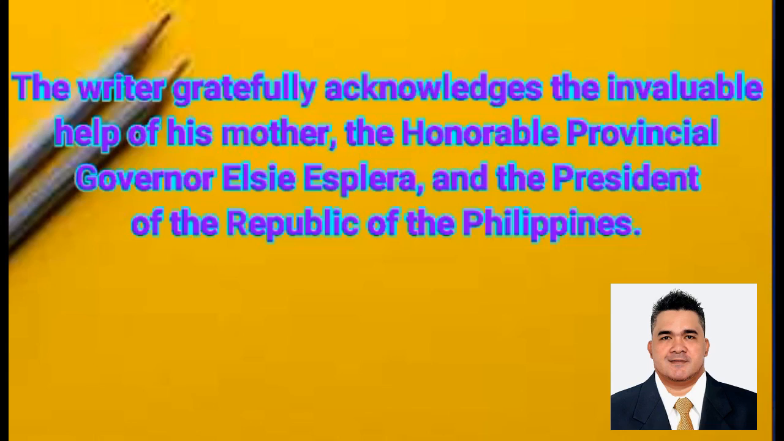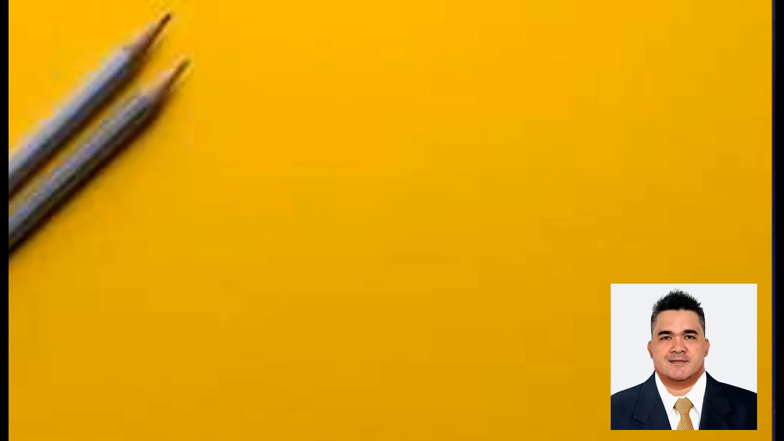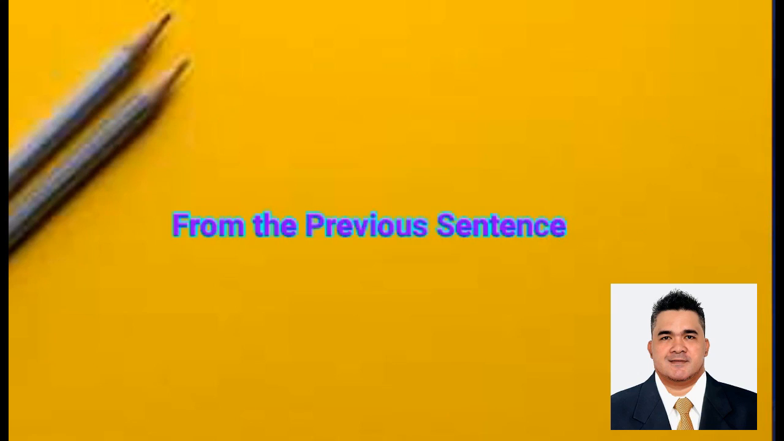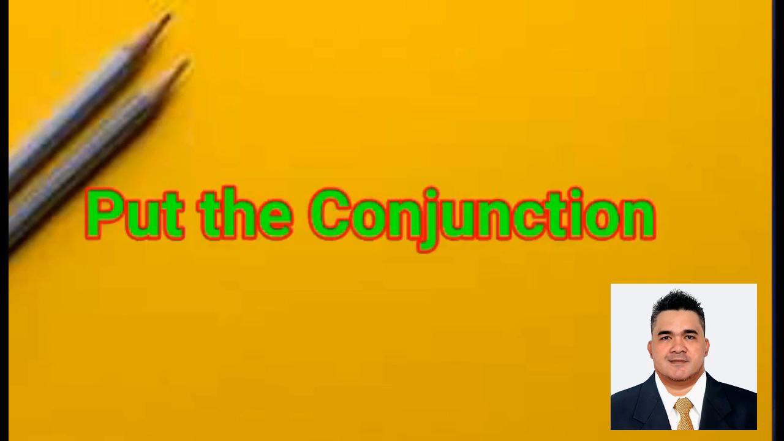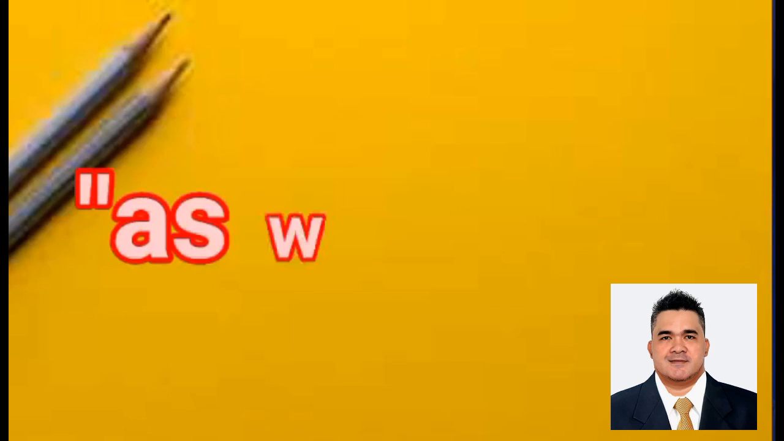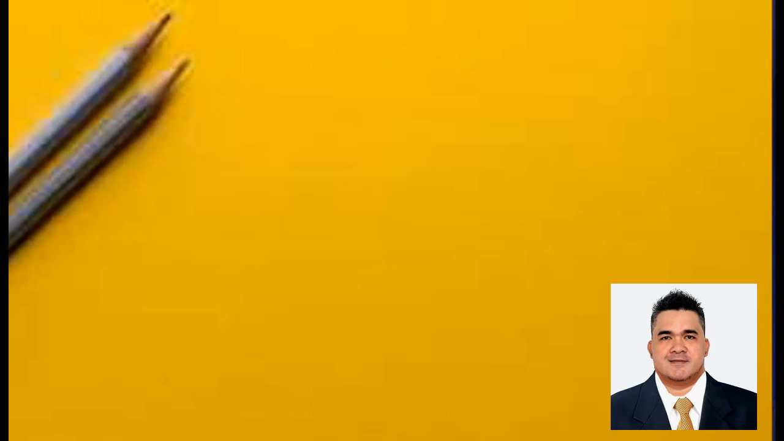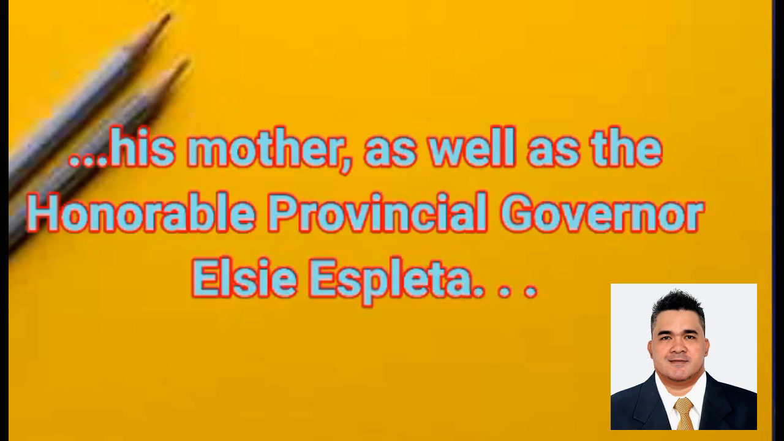To be able to avoid both cases from occurring, the sentence has to be rephrased to avoid listing the items in an ambiguous manner. For example, after mother, put the conjunction as well as, and it goes like this: his mother as well as the Honorable Provincial Governor Elsie Esplera.